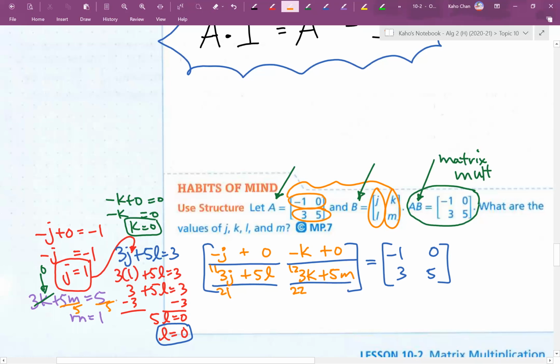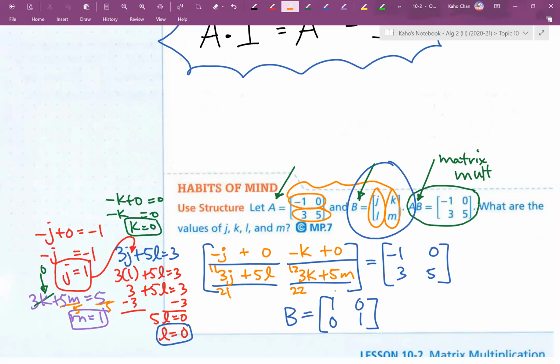Whoa, this is crazy. That means my final matrix for B, matrix B is what we're trying to solve for, right there, is J, K, L, M. J is 1, K is 0, L is 0, M is 1. What? We just produced the identity matrix? Nuts. So that tells you that B was... oh, I just realized something silly. Oh my gosh. I actually proved it. I didn't have to really prove it necessarily.